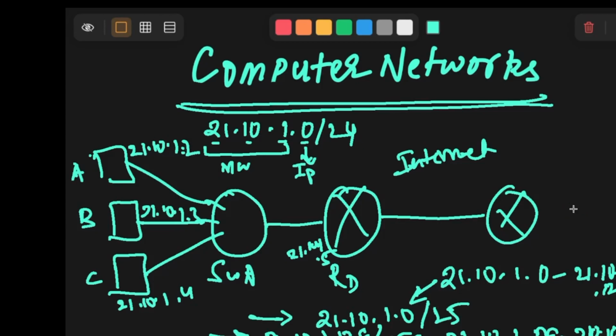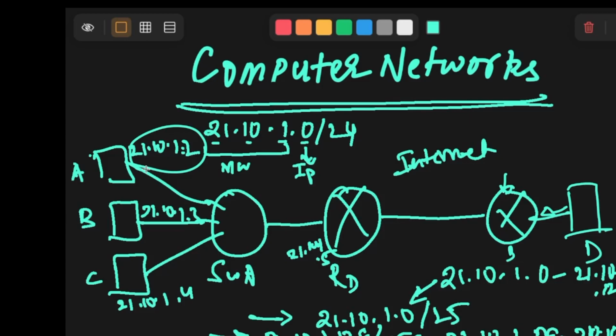Let's say I have a host D over here. Now D wants to send a message to A, right? So how does D send the message to A? It will send the packet out onto this router. This router will look up its routing table.